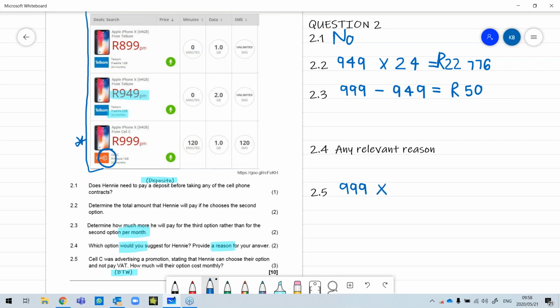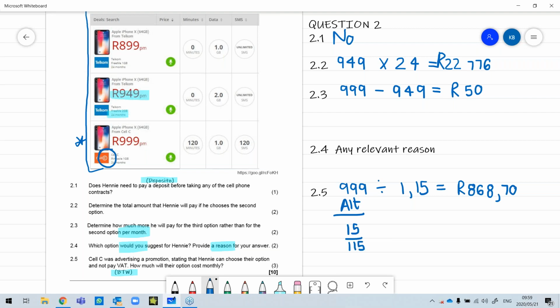999 Rand divided by 1.15, which is one, or the entire price, including the 15% of the VAT. And that gives you an answer of 868.70. Alternatively, you could have said 15% of 115.